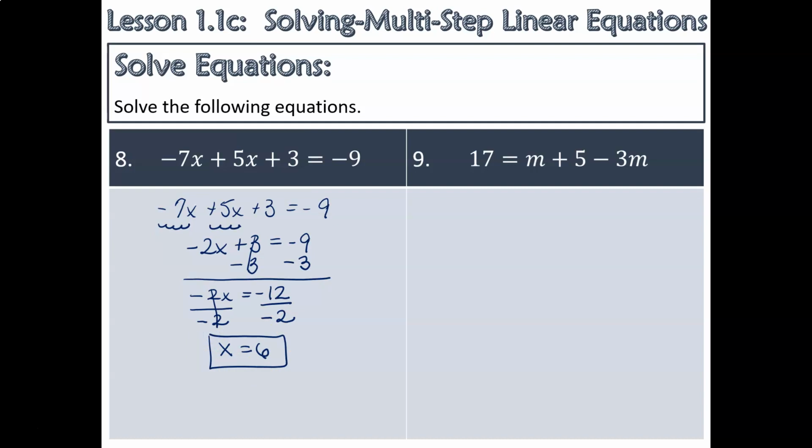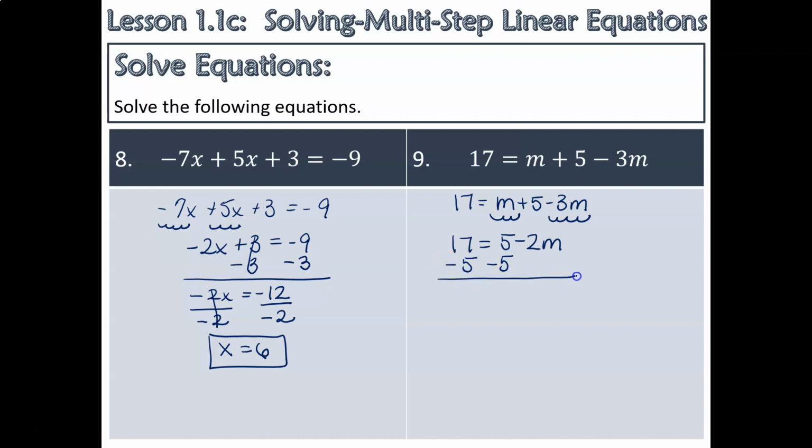Number 9. So I have 17 equals m plus 5 minus 3m. We're going to collect those like terms over here. So negative 3m and a positive m gives me negative 2m. We're going to undo this. Even though there's not a sign, we know it's positive. We're going to undo this addition by subtracting.